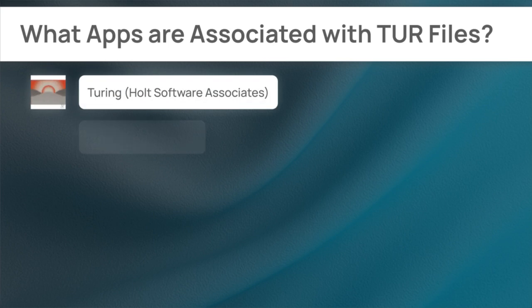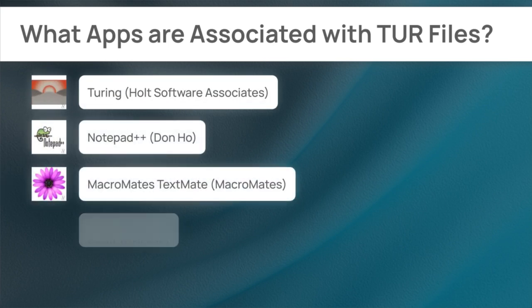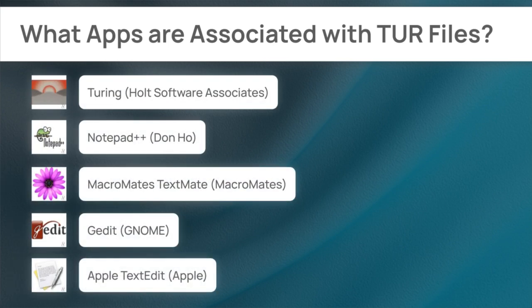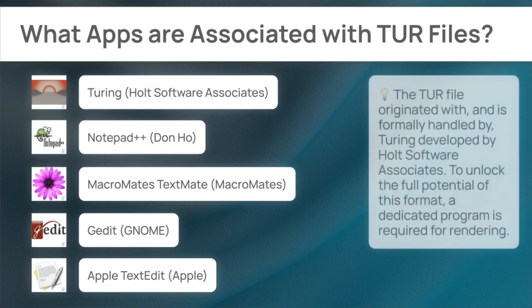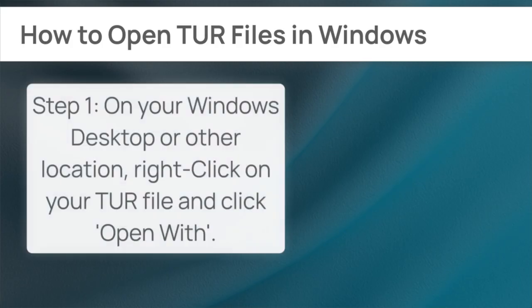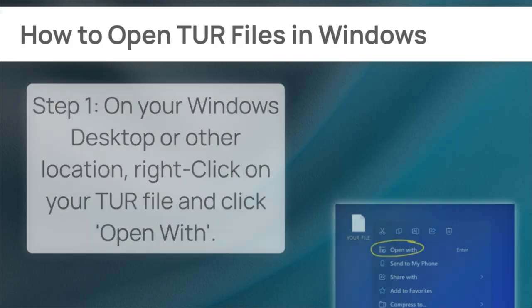The proprietary opener for the TUR file structure is typically Turing by Holt Software Associates. To unlock the full potential of this format, a dedicated program is required for rendering. Windows does not natively run scripting languages, so execution requires external programs. Let's find the specific program that recognizes the file signature.